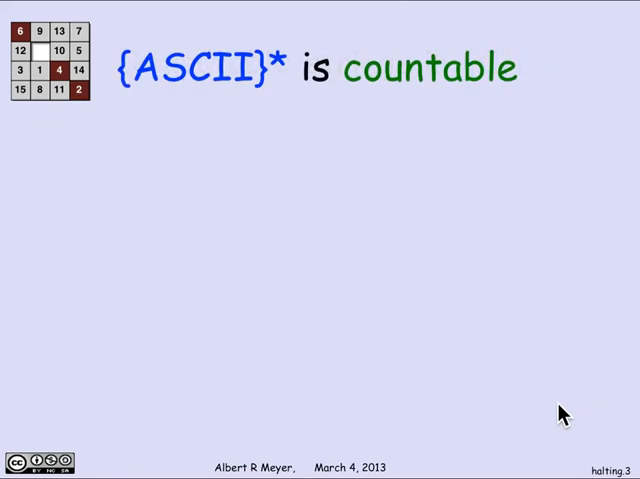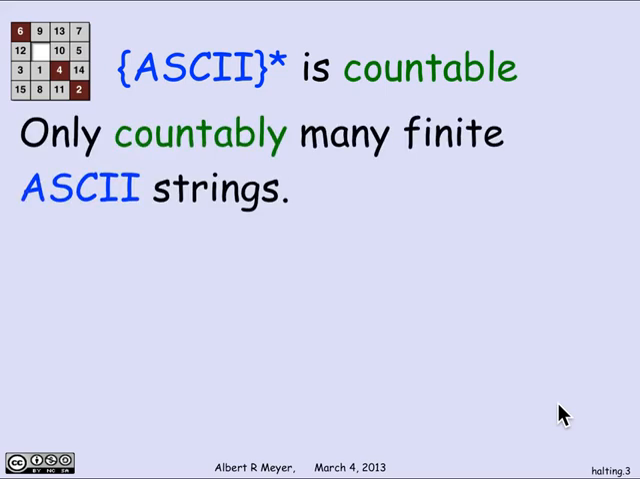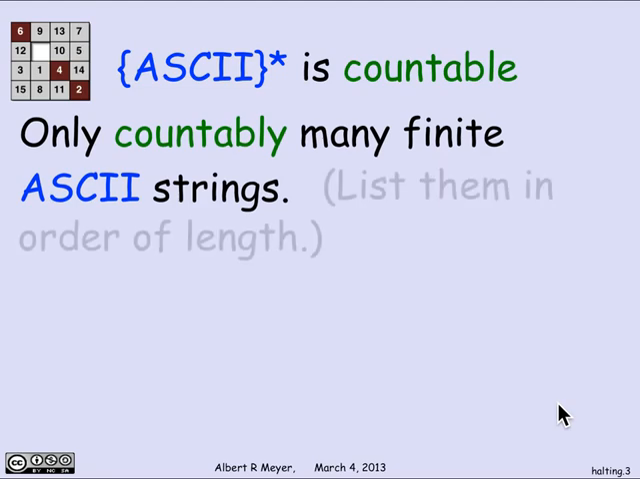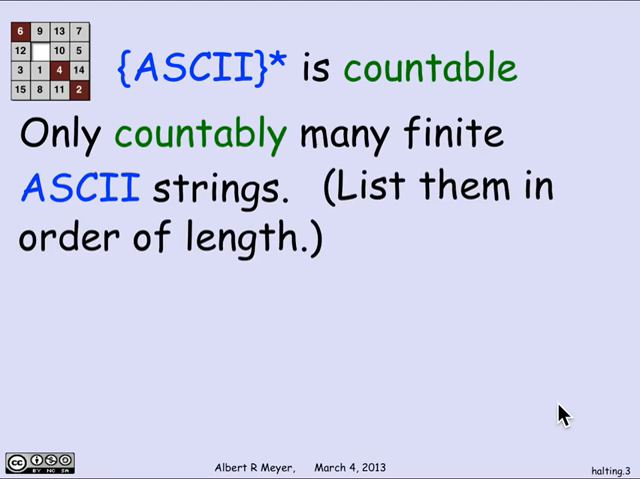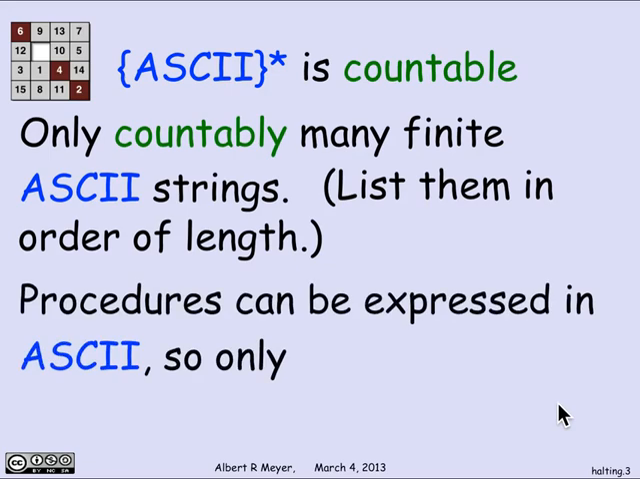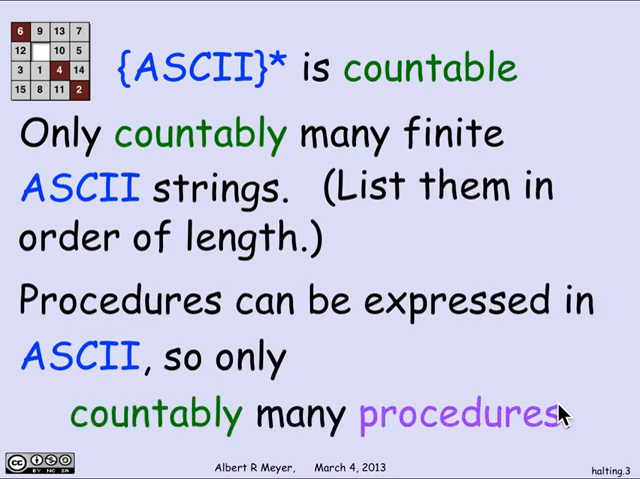Now, we saw that there were only a countable number of finite binary sequences. And I mention that now because I want to think about sequences over a slightly larger alphabet: instead of 0, 1, the 256 ASCII characters. And by the same argument, the set of finite ASCII strings is also countable. You just list them in order of length, same argument that we used for the binary strings. Now the point of looking at the ASCII strings, the 256 keyboard characters, is that every procedure that we enter into a computer, we type in as an ASCII string. Every procedure can be represented by an ASCII string. And since there are only countably many finite ASCII strings, it follows that there are only countably many computable procedures.